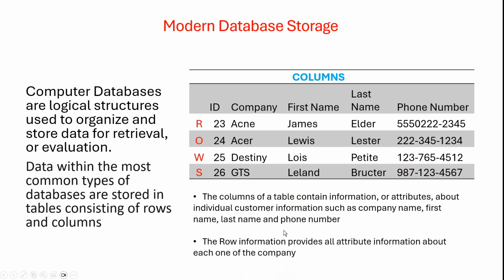Then we've got the row information. This row information is basically all attribute information about each one of the companies. So if Acme is a company, then all of the attributes up here are part of this. Basically, this is a row. You've got the ID number, Acme, the name of the company, James, the first name of the person you want to contact, Elder, the last name, and the phone number. These are all part of a database table. You've got columns and you've got rows.